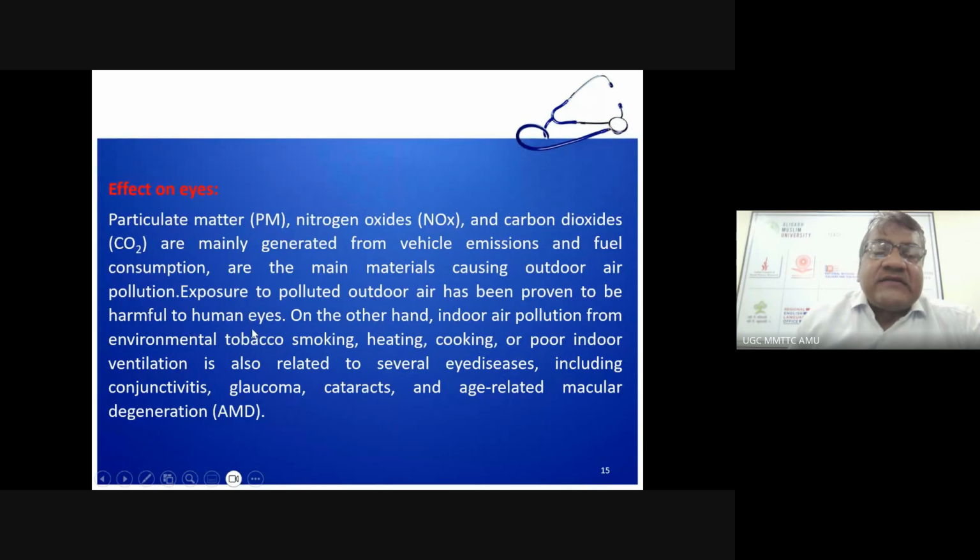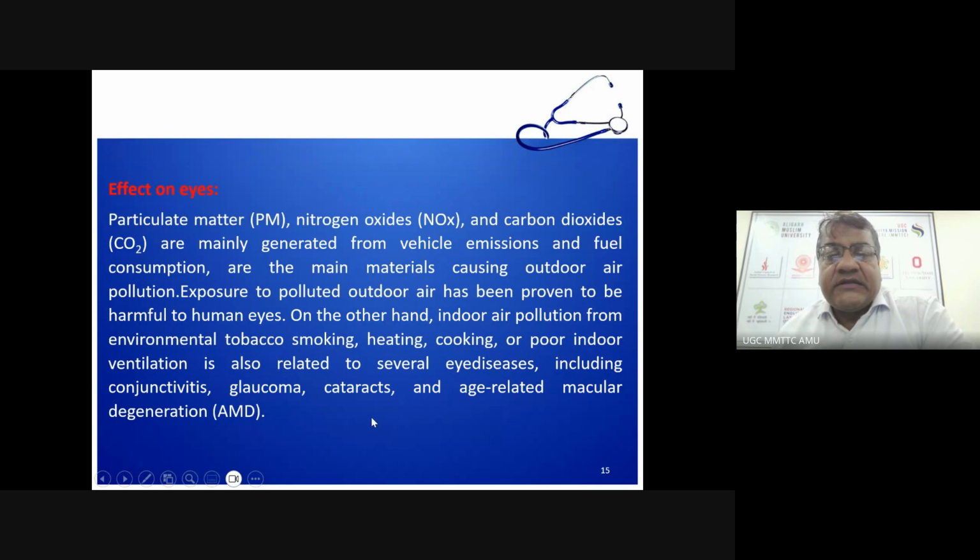Heaviness of the eyes, redness of the eye, itching of the eyes, and styes over the margin of the eyelids. They all are the eye problems which are because of the air pollution, because of the particulate matter, because of the nitrogen oxides and carbon dioxide in the air. On the other hand, indoor air pollution from the environmental tobacco smoking, heating, cooking, or poor indoor ventilation are also related to several eye diseases, including conjunctivitis, glaucoma, cataract.